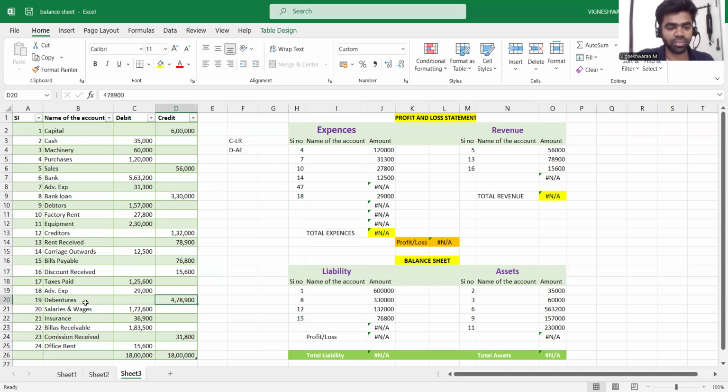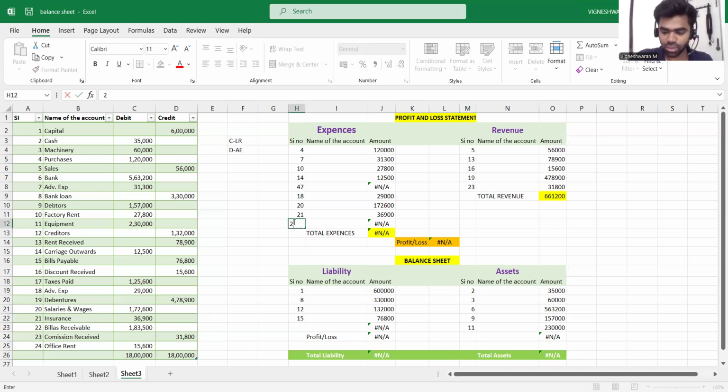I already mentioned debentures in the last video. It is like a bond through which I will get a lot of money, 4,70,000. So it is a revenue, which will come here, 19. Then salaries and wages, of course, an expense. Then insurance is also an expense. Commission received is on the credit side, so it is a revenue, right? 23. Office rent is an expense. 24.